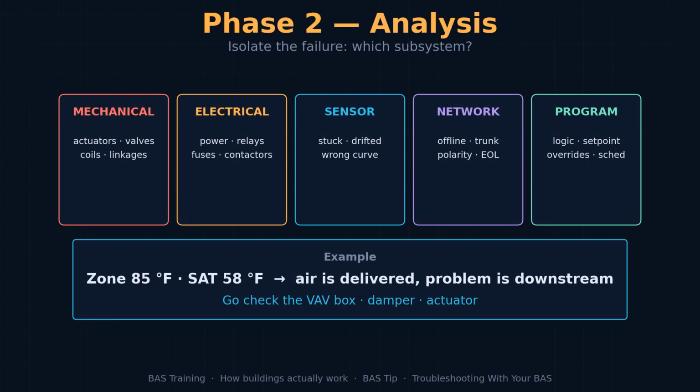Phase 2. Analysis. Find the root cause. Now you isolate. Is the problem mechanical, electrical, a sensor, a network issue, or a programming issue? Your BAS tells you where to focus. If a zone is showing 85 degrees, but the AHU supply air reads 58 degrees, you know the air is being delivered. The problem is downstream. Now you go check the VAV box, the damper, the actuator.